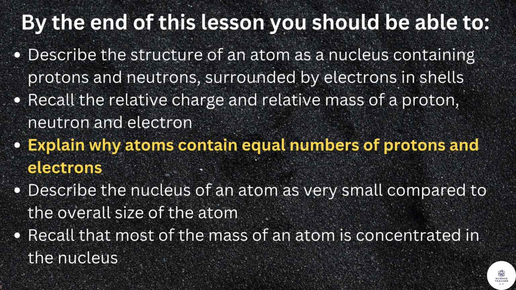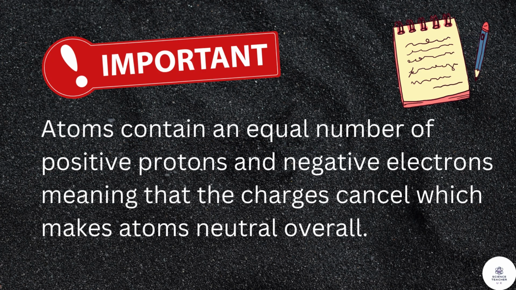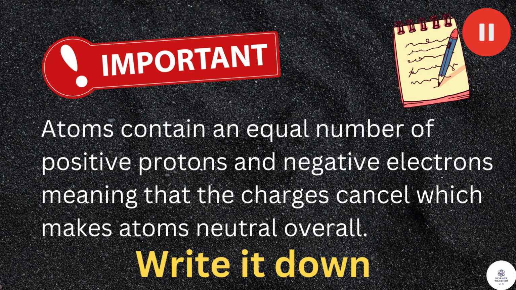Next we're going to explain why atoms contain an equal or the same number of protons and electrons, but there's a clue in the table that you just drew. If an atom has the same number of positive protons and negative electrons, the charges will cancel, meaning that the atom is neutral overall, it has no charge. Time to pause the video and write it down.